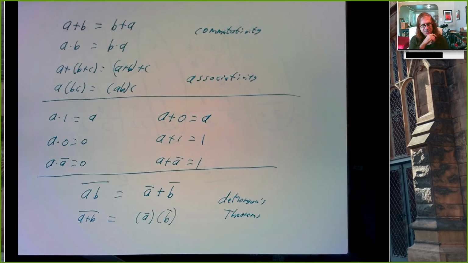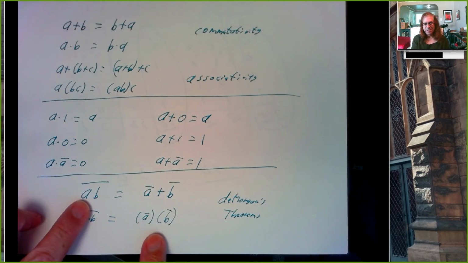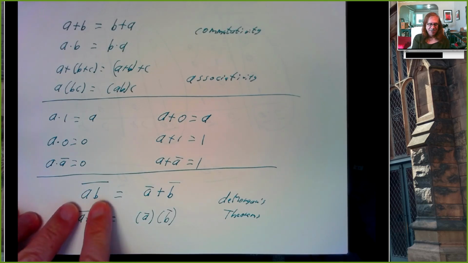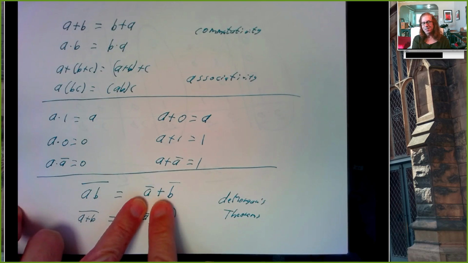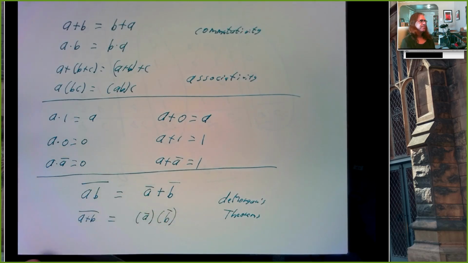So these are related to each other, but they're not the same, right? And the way to think of this is when you invert an AND, you can change that to inverting each of the individual inputs, but you have to change the AND to an OR. And that's another view of this dualism.